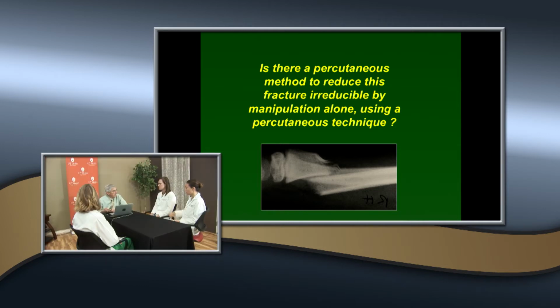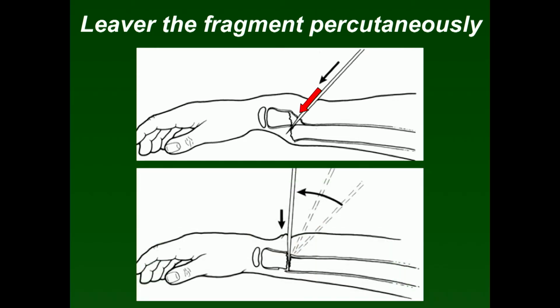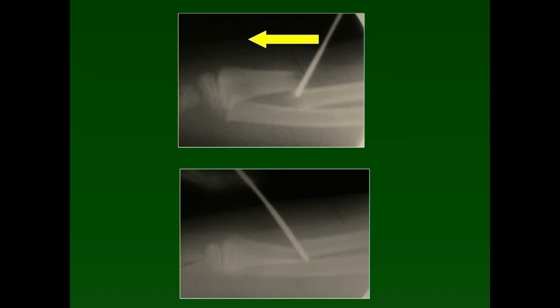What can you do? You can get the K-wire as a joystick. Joystick, that's right. You can lever the fragment percutaneously. Very good. This does require general anesthesia. You can put them to sleep, and then you can reduce it, and that way you can do this with just a little percutaneous pin track.